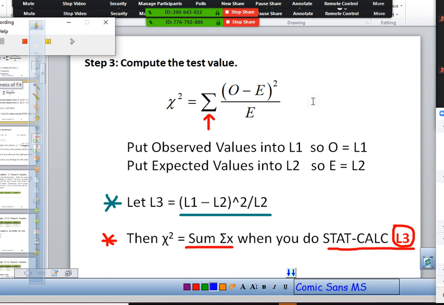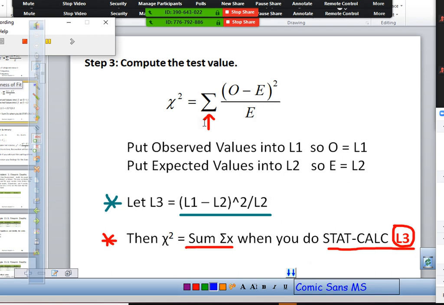Okay, so again, we're going to try to calculate this. One way you can do it is putting your observed into list 1, putting your expecteds into list 2. So every time you see O here, you should write L1. Every time you see E up here, you should write L2. So it's your L1 minus L2 in parentheses, because you have to do that first, and then square it. So that's this, parentheses L1 minus L2, and parentheses, and then square it. And then divide by E, divide by L2.